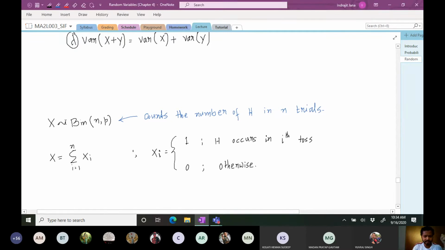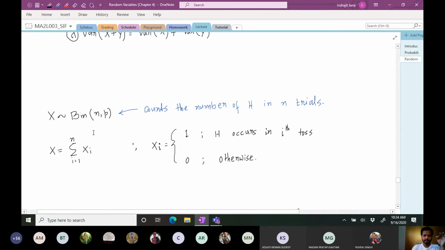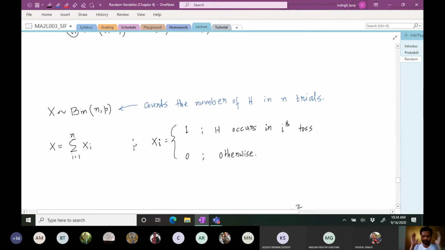So here I have X, which is Binomial(n, p). Always keep in mind, whenever I say binomial distribution, the model problem is like you are tossing a coin n times, the probability of getting a head in each trial is p, and this Binomial(n, p) counts the total number of heads that you get.